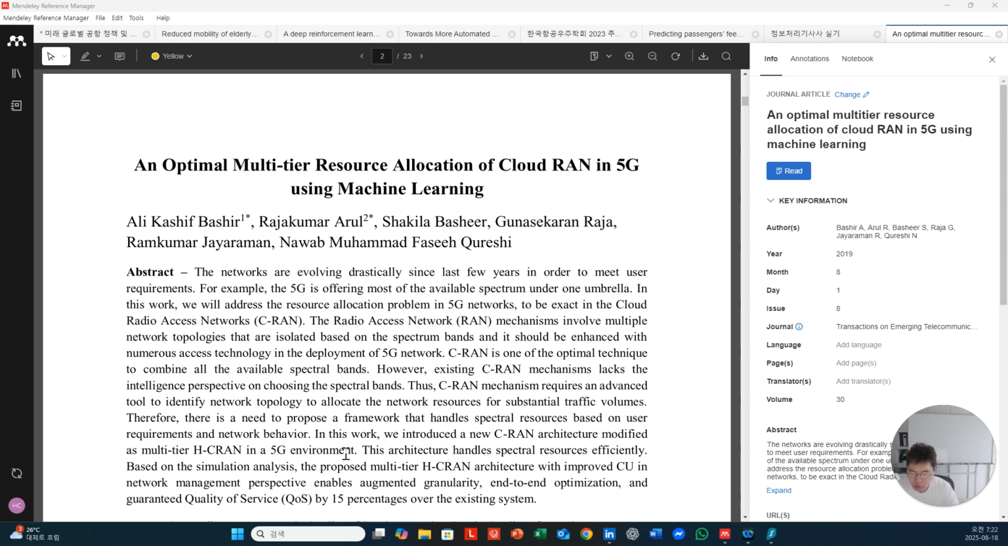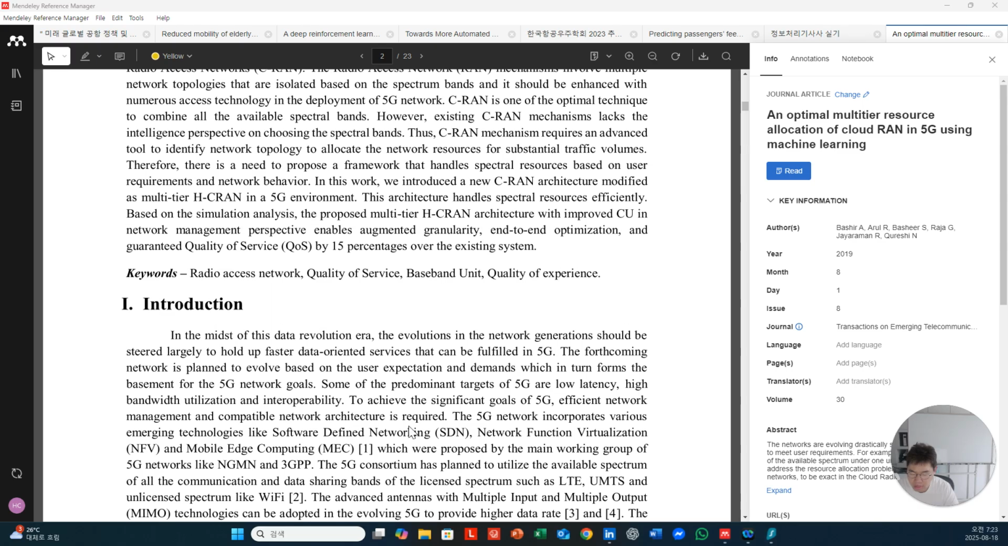In this work, we introduce a new CRAN architecture modified as multi-tier HCRAN in a 5G environment. This architecture handles spectral resources efficiently. Based on the simulation analysis, the proposed multi-tier HCRAN architecture with improved CU in network management perspective enables augmented granularity, end-to-end optimization, and guarantees the quality of service by 50% over the existing system. Keywords: radio access network, quality of service, basic unit, quality of experience.